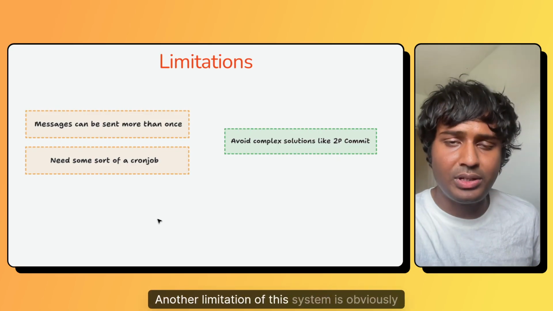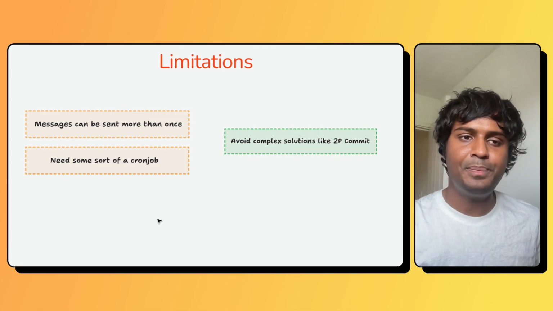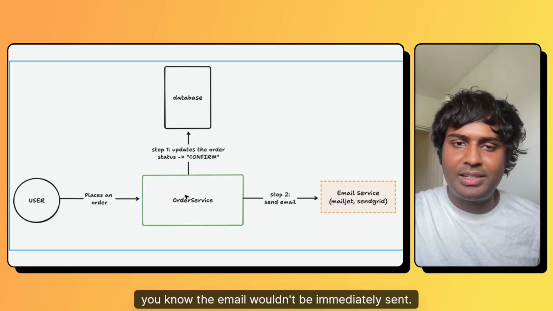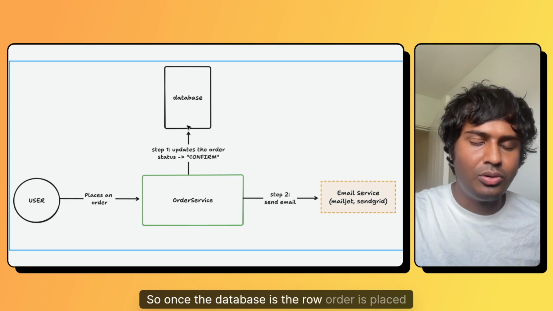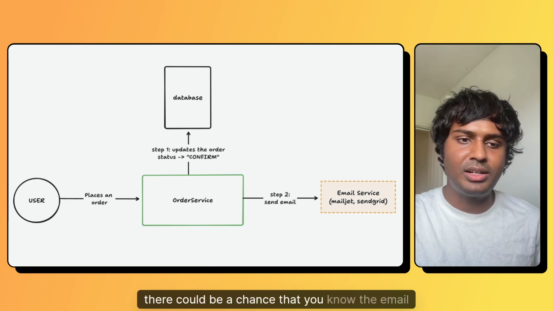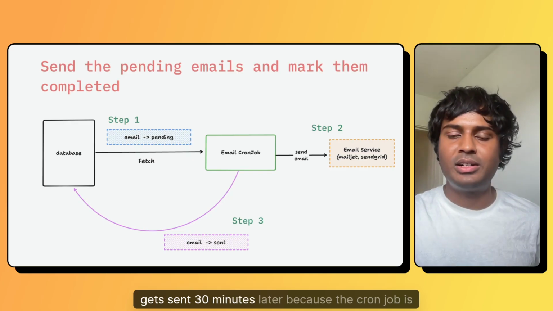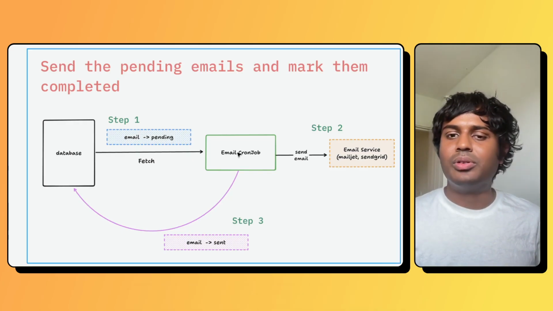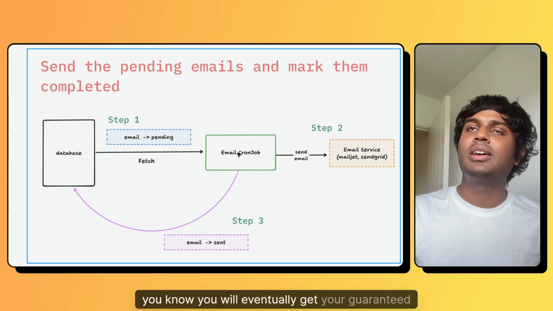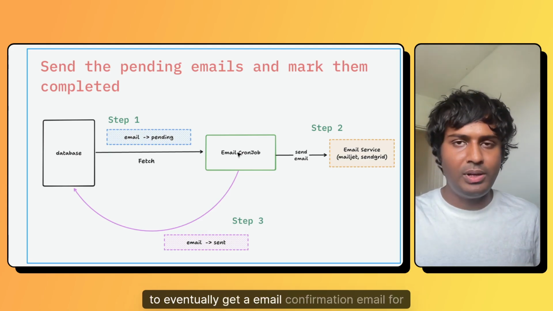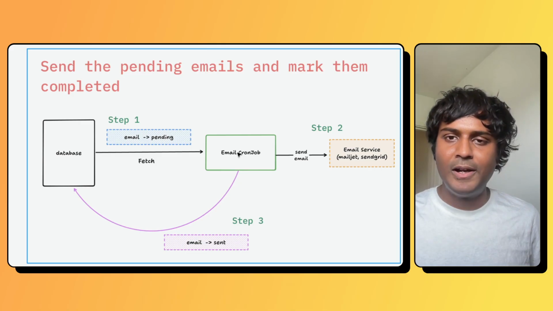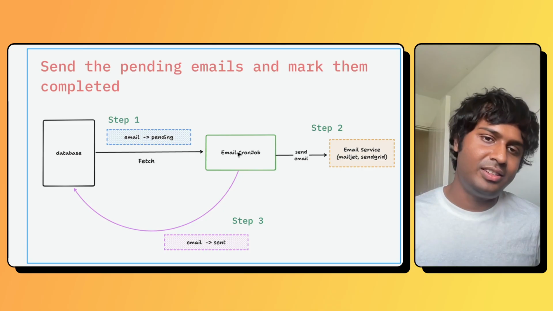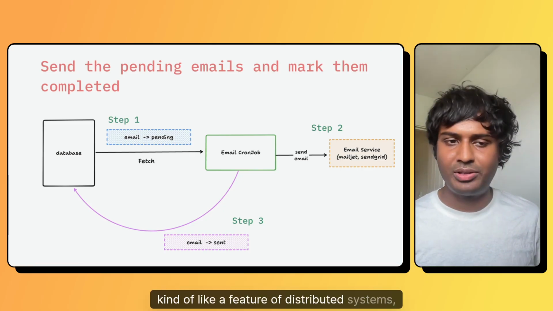Another limitation of this system is obviously eventual consistency. That means the email wouldn't be immediately sent. Once the order is placed in the database, there could be a chance that the email gets sent 30 minutes later, because the cron job is running at a frequency interval of 30 minutes, right? So you're guaranteed to eventually get a confirmation email for your order, but it will not be instantaneous, right?